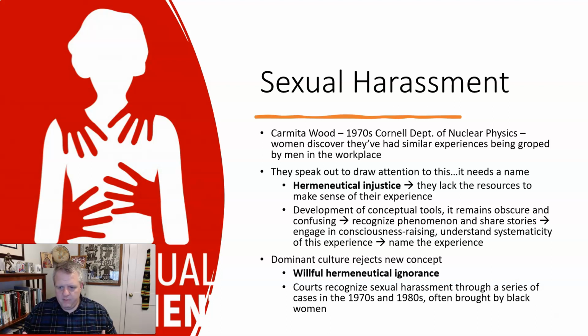And then they had to put a name on it. And it was perhaps this group of women at Cornell who named it, who engaged in this consciousness raising. The name is often attributed to Catherine MacKinnon, another feminist legal scholar, who took up a number of sexual harassment cases, early sexual harassment cases, and started using this language in front of the courts.